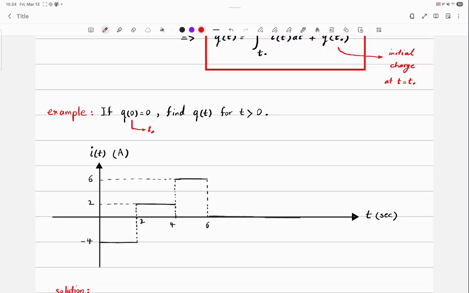We talked about current having direction. Now, what is the direction of current?